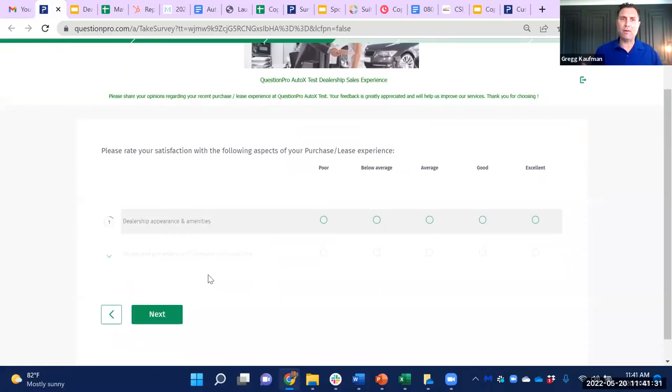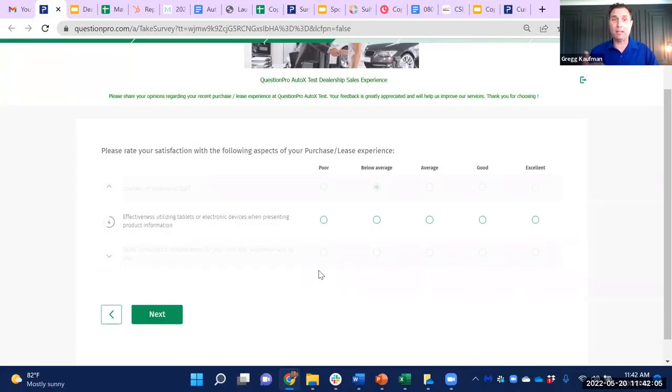Now we're just going to ask a very small battery of questions just so that the dealership understands kind of diagnostically what transpired during that transaction that day. So we have just a couple of questions on a scale of poor to excellent. Dealership appearance and amenities, we're going to say that was excellent. The variety and presentation of inventory, oh, that was pretty poor based on the current state of affairs. Courtesy of the dealership staff, well, it was kind of below average. It took too long.